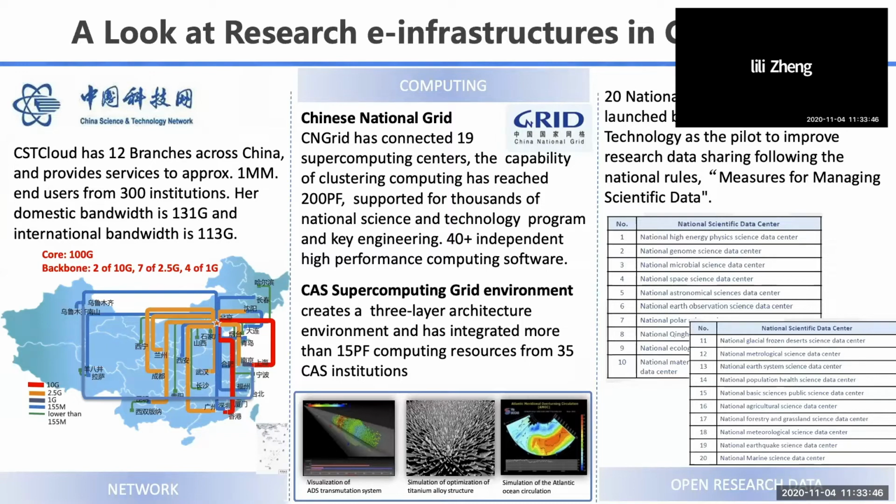Second part is about the national computing resources. We have a Chinese national grid that connects the different deployments. And we also have a CAS-level supercomputing grid environment. And for the data perspective, after the release of the national rules, measures for managing scientific data, the culture to share data has begun to shift, such that one of the actions is that the Ministry of Science and Technology begins to release to support the 20 national scientific data centers. And next, please.